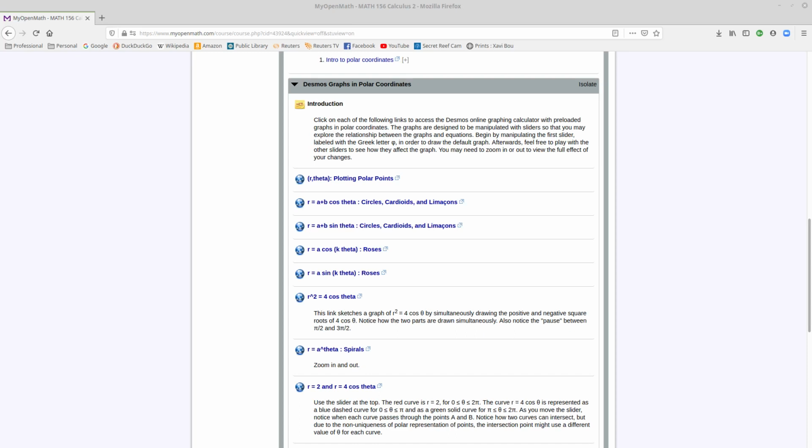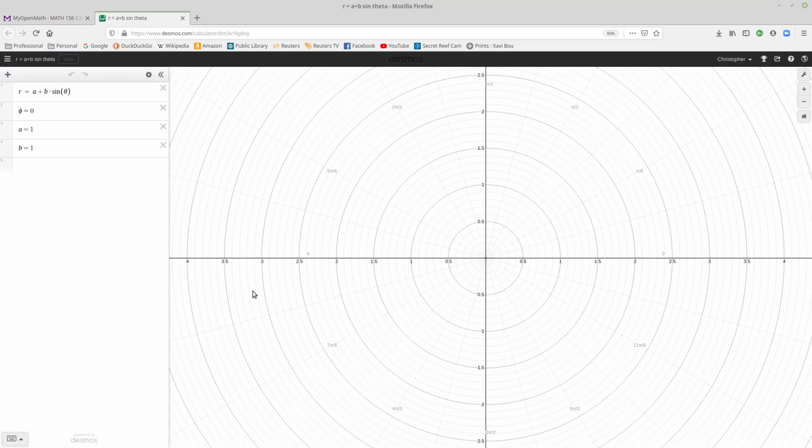All right, Calculus 2 students, we're going to move on to another graph now. In MyOpenMath, if we click on the second of these circles, cardioids and limaçons, and I'm okay if you don't remember all the terminology here, but the limaçons are the ones that had the loop in them, whereas the cardioids are the ones that are a little more heart-shaped, and of course you know what circles are. But let's click on the next group of these.